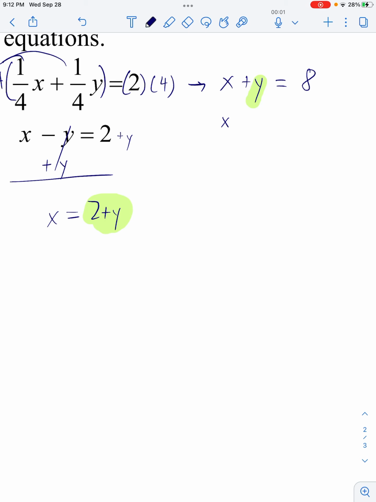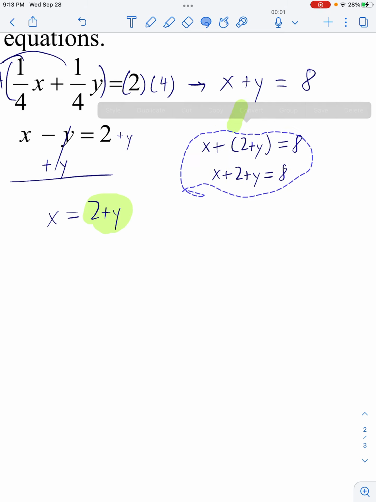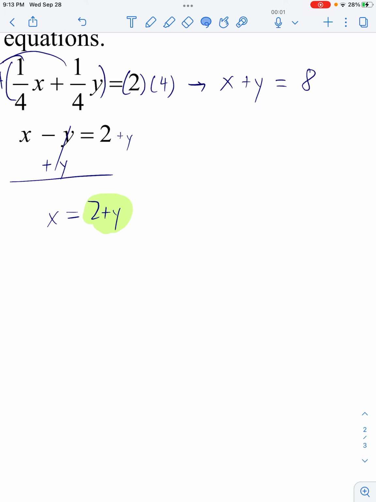So that becomes x plus 2 plus y equals 8, oh, I'm sorry. I made a mistake. Sorry about that. So I'm going to take that x equals 2 plus y and plug it in for x. Okay, so x equals 2 plus y, so I got to plug that in for x up here. So I'm going to have 2 plus y plus y equals 8, or 2 plus 2y equals 8.